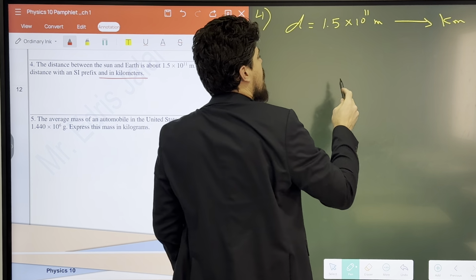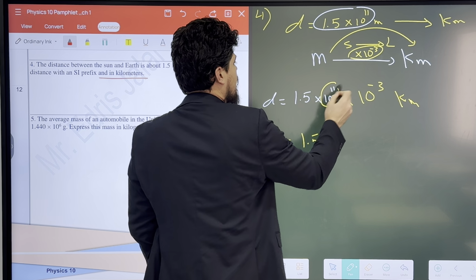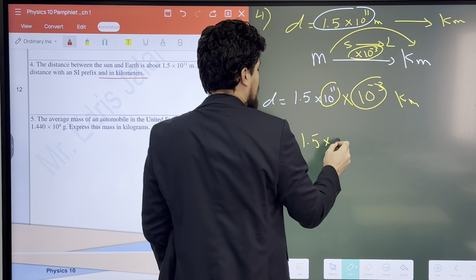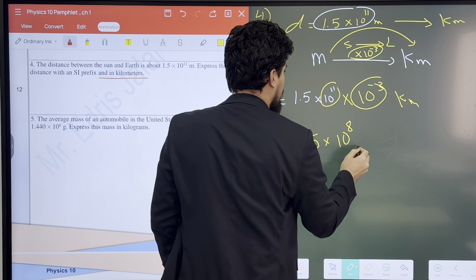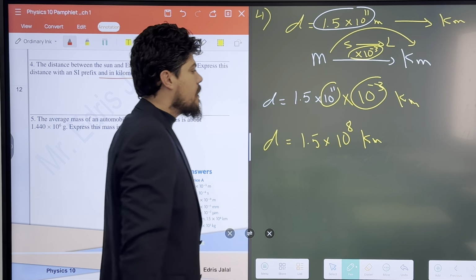1.5 times 10 power 11. This is the given value. Times meter to kilometer, 10 power negative 3. Kilometer. It's going to be what? Bring down 1.5 times 10 power 11 times 10 power negative 3 is equal to 10 power positive 9. Okay? So, sorry, 10 power 8. 10 power positive 8 kilometer.